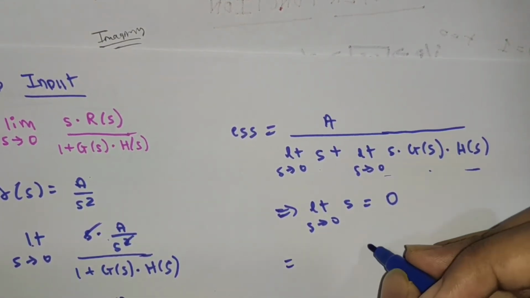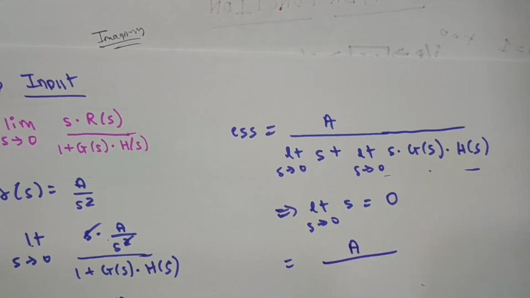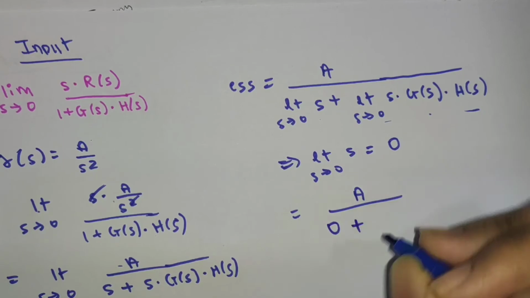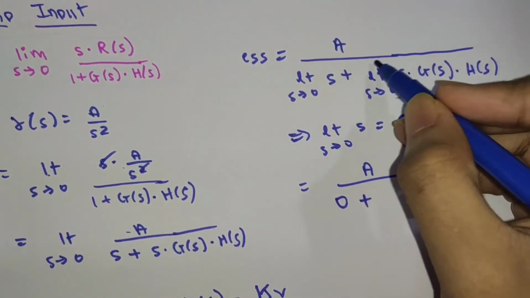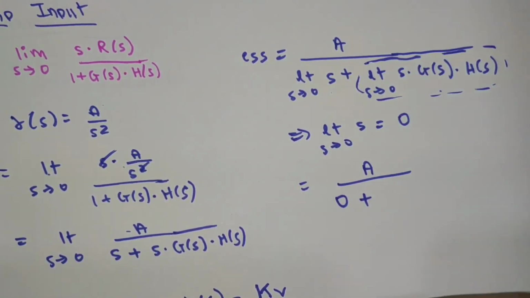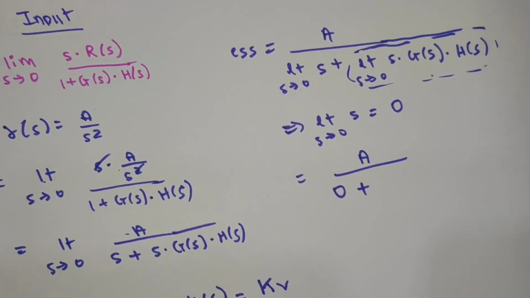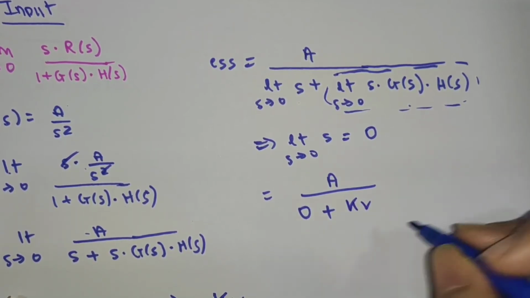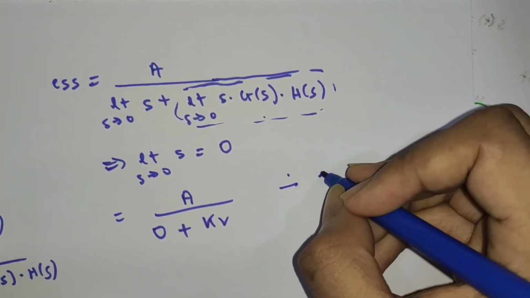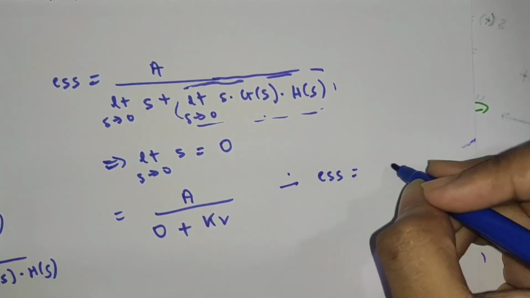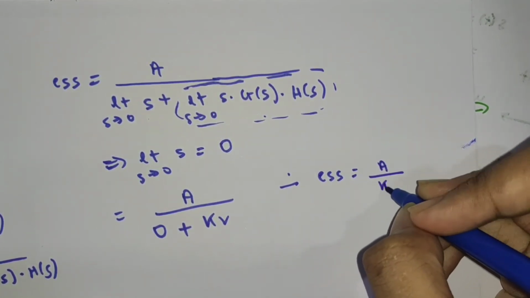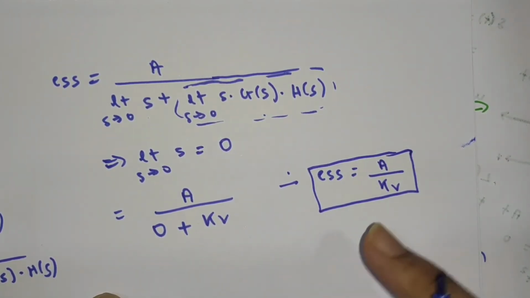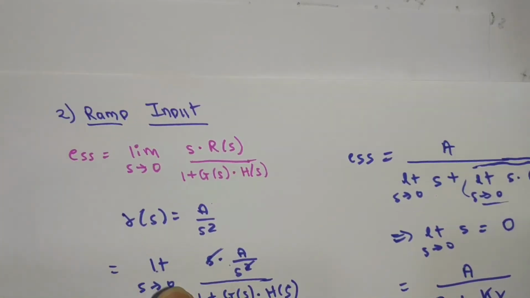So I am gonna write this as A upon 0 plus this term Kv, which I have substituted over here. This is the velocity error coefficient, a very important term. So this will be Kv. So therefore we can write ESS is equal to A upon Kv. This is the value of the steady state error when a ramp input is applied.